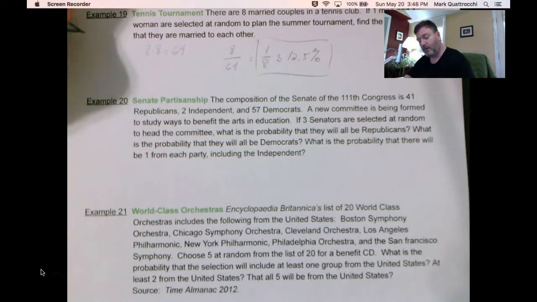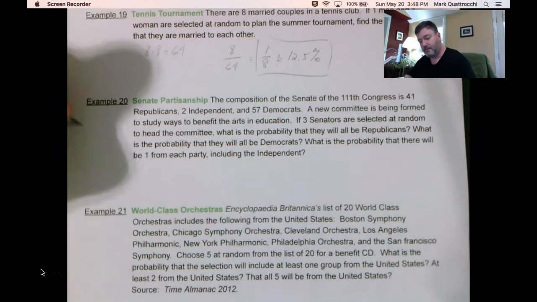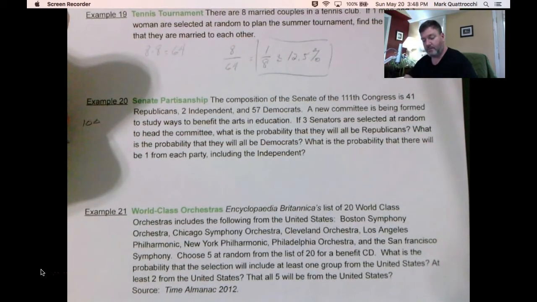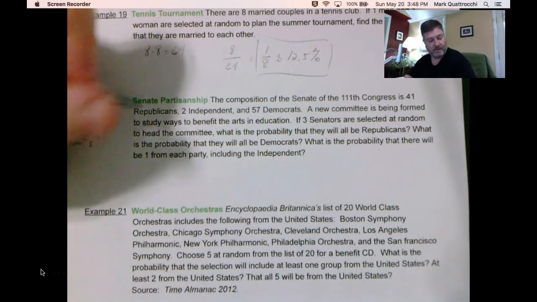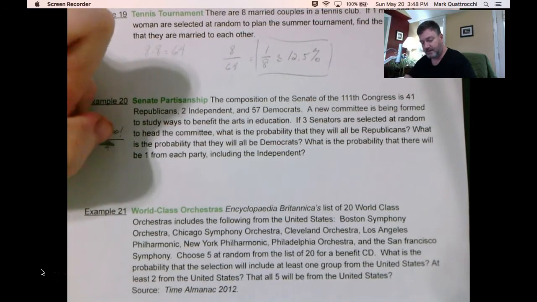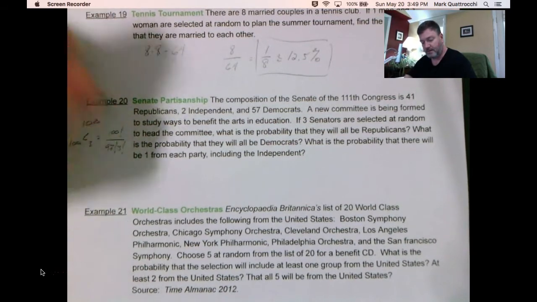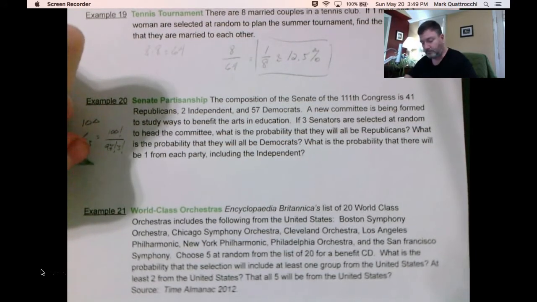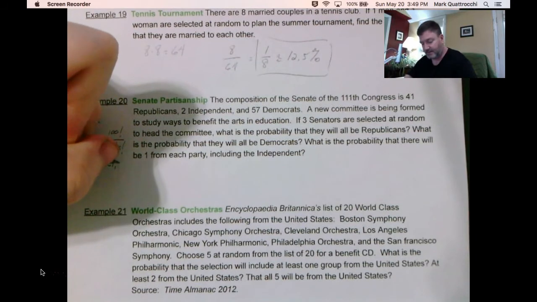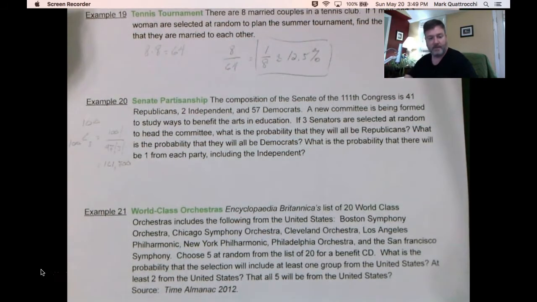So there are 100 senators, and if we're making a committee of 3, it's 100C3, or 100 factorial over 97 factorial 3 factorial, or 161,700 possible combinations for choosing the 3 senators.